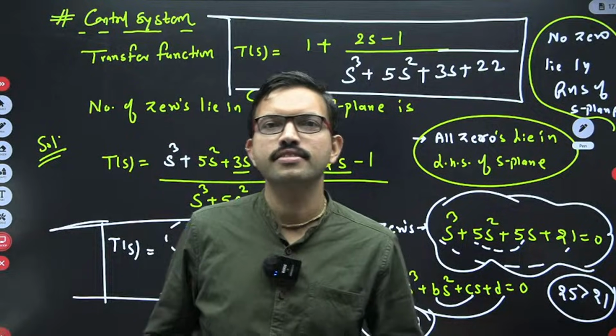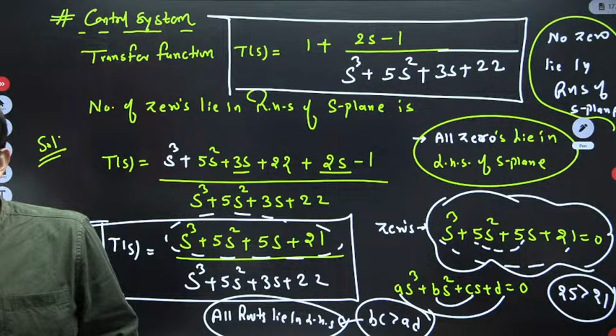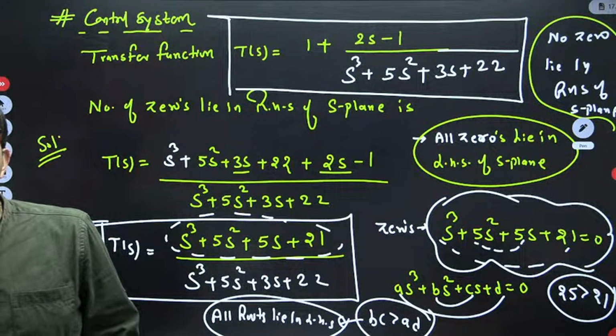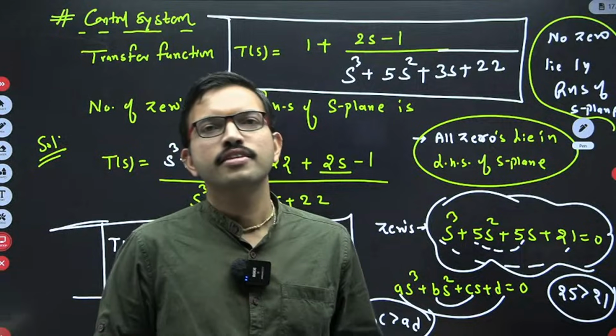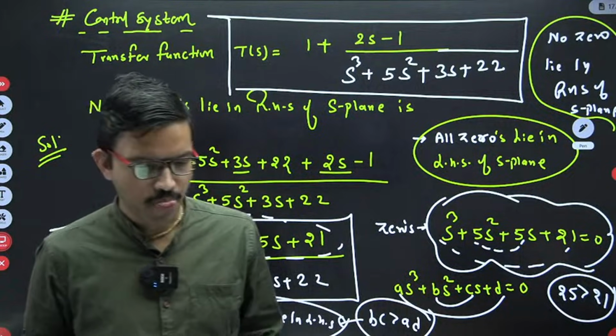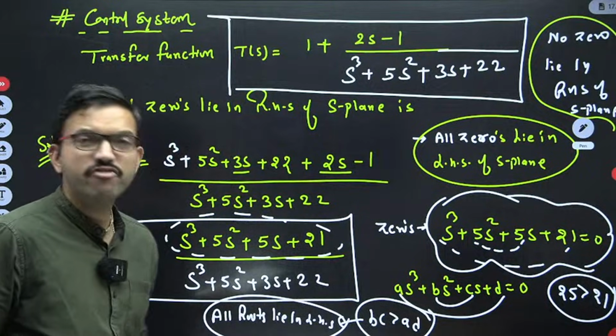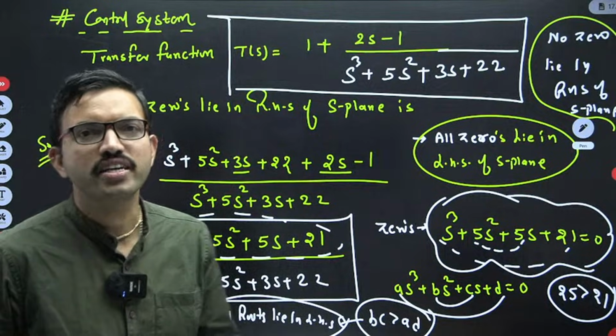Hello students, now we are going to solve one analog question. Okay, so this is a question based on op-amp. You are supposed to calculate V naught divided by Vs.